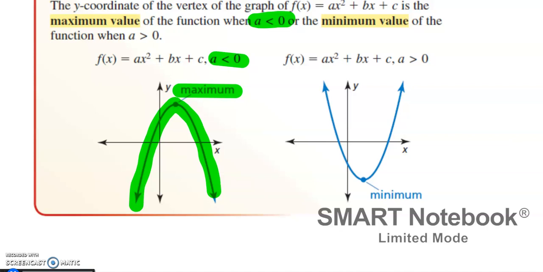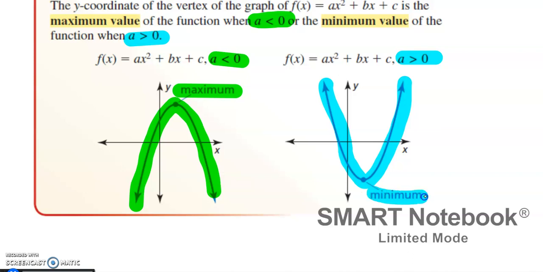Likewise, it's a minimum value when a is greater than 0. So notice that my a is greater than 0, so it's going to be a positive number, meaning it's opening up. Pretty much what this is saying is that the y value of your vertex is going to be the maximum. If it's opening down, it means it's the top point of the graph. And likewise, for a minimum, it's the bottom point of the graph.